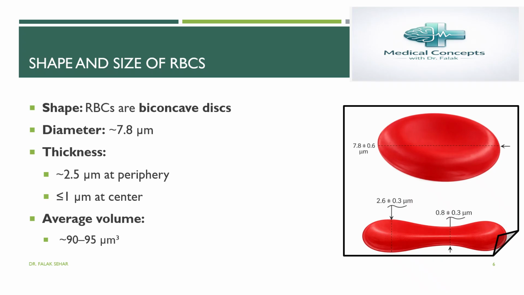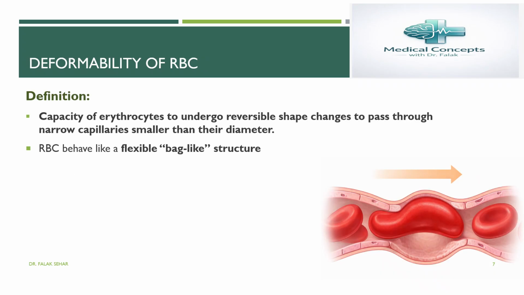The thickness is not uniform. It's around 2.5 micrometers at the periphery and less than 1 micrometer at the center, which gives the cell its characteristic biconcave appearance. The average volume of a red blood cell is about 90 to 95 cubic micrometers, which corresponds to mean corpuscular volume or MCV. So overall, both the shape and dimensions of the red blood cells are precisely optimized to maximize oxygen transport and ensure smooth flow through microcirculation.